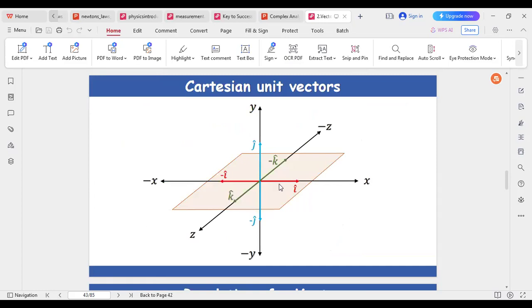Cartesian unit vectors, you must know: along the x-axis is i, along the y-axis is j, and along the z-axis is k. So i, j, k, this is the red color and green. These three colors indicate the unit vectors along the x-axis, y-axis, and z-axis.